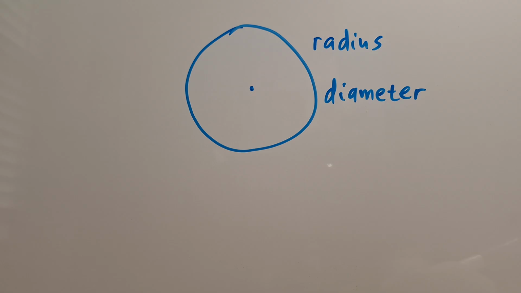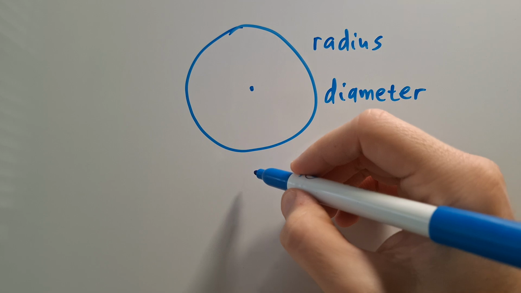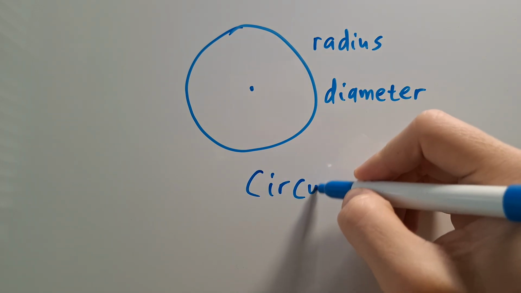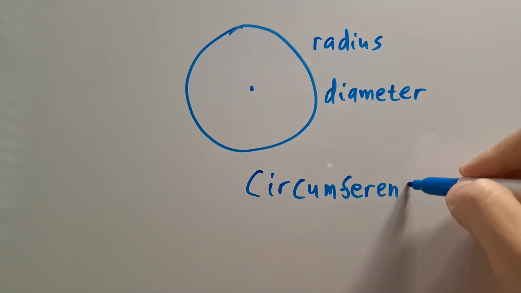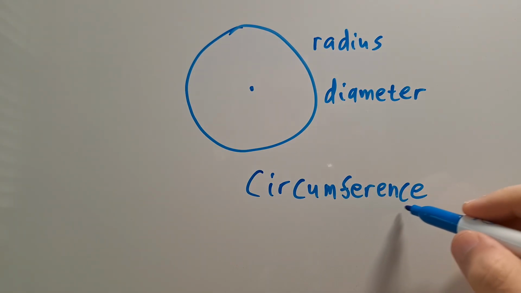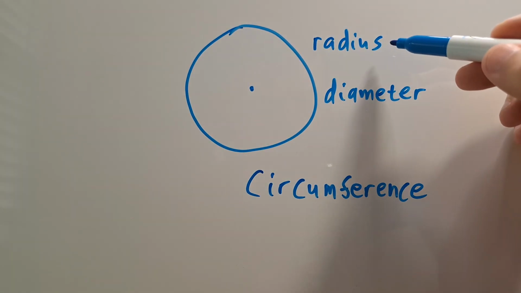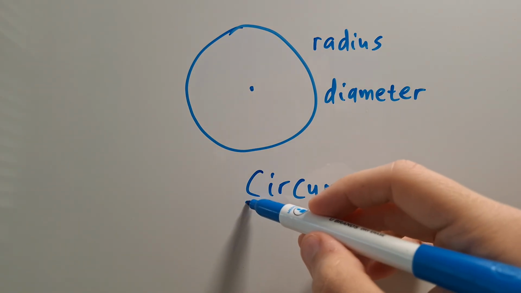When it comes to calculating the perimeter of a circle, circles don't have a perimeter. They have an alternative term for that, and it's called the circumference. So the circumference is defined as the distance around the edge of a circle. And as long as we know either the radius or the diameter, we can find whatever the circumference is.